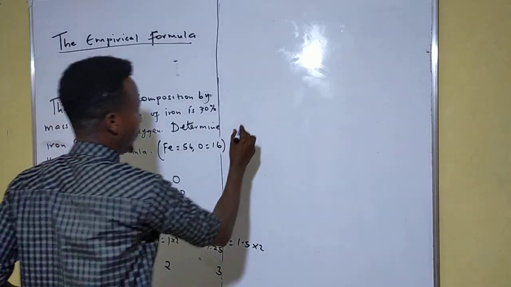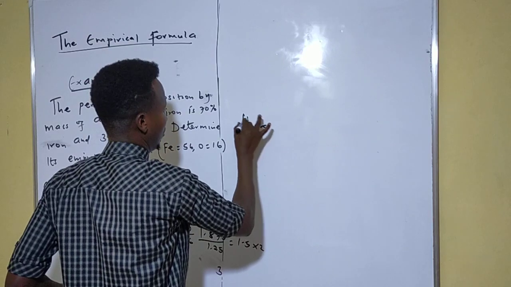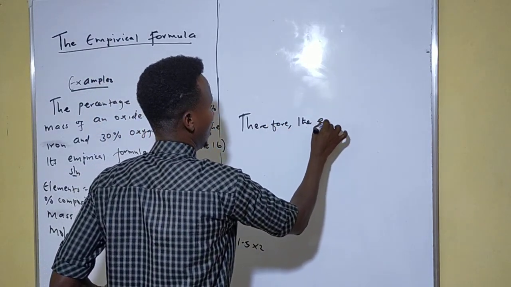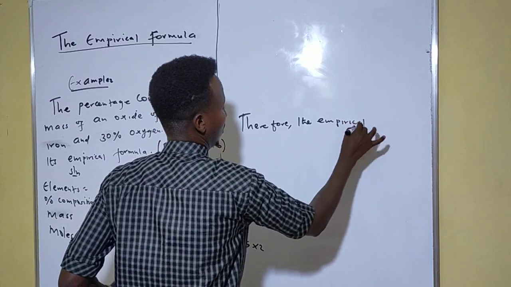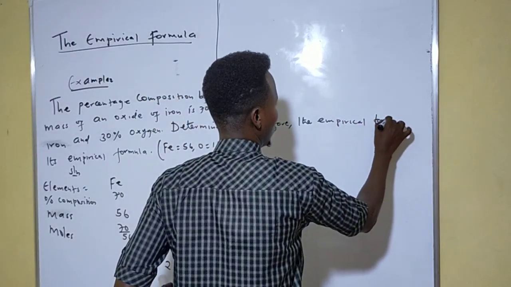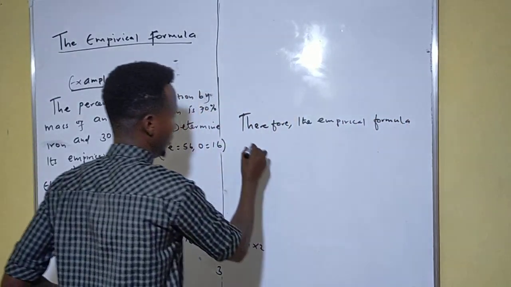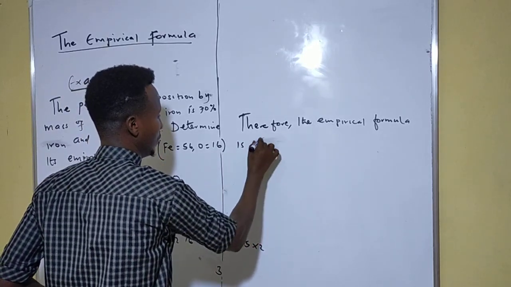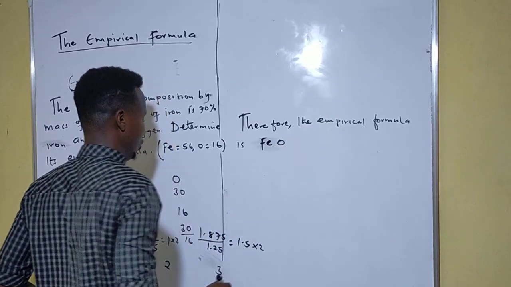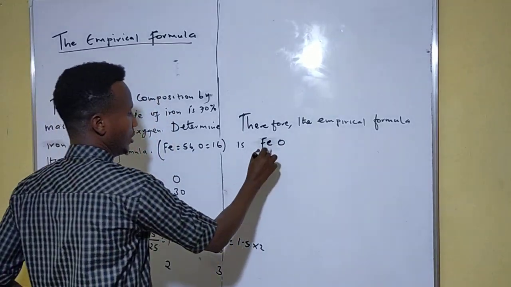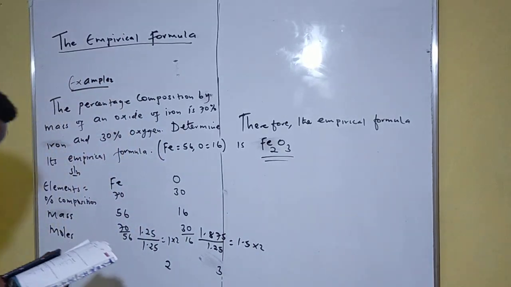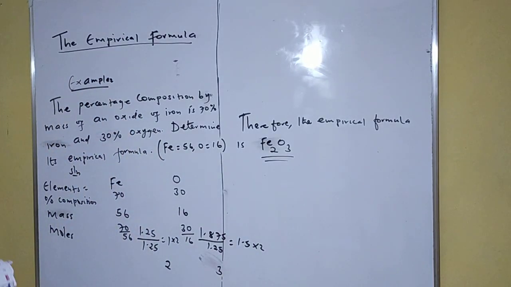So what are you going to say? You're going to say therefore, the empirical formula is, write iron and oxygen. Then iron will get 2 and oxygen 3. So that will be the final answer for your information.